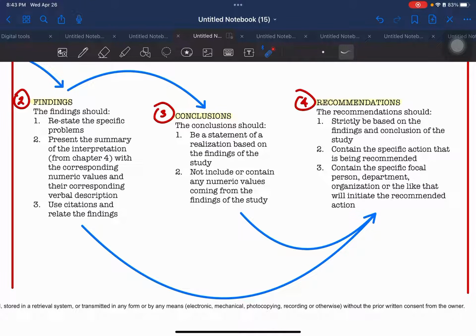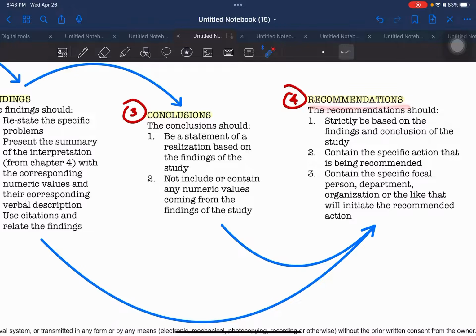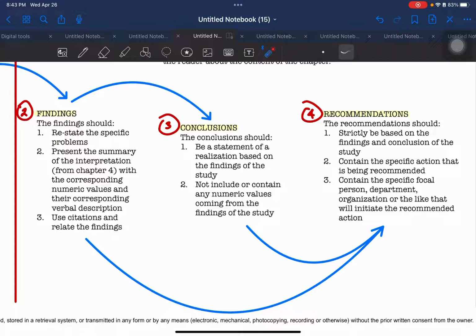Do not, again, another reminder, do not include any recommendation that is not part of your specific problem, that is not part of the goal of your study, that is not part of the aim of your study. Again, this is another common mistake wherein students include recommendations that are not aligned with the objective of the study. Make sure that you are aware of that when you write your recommendation.